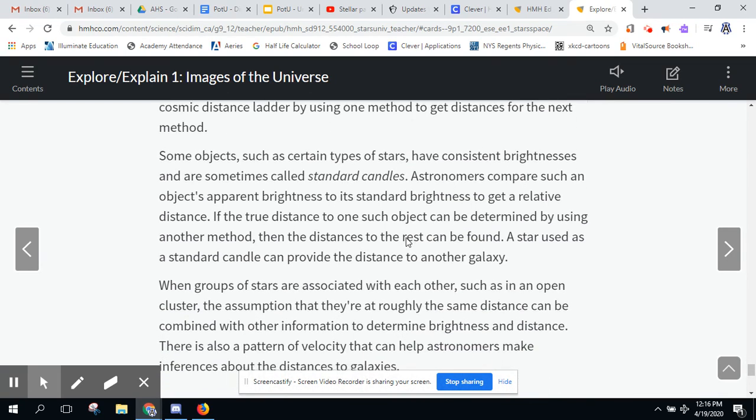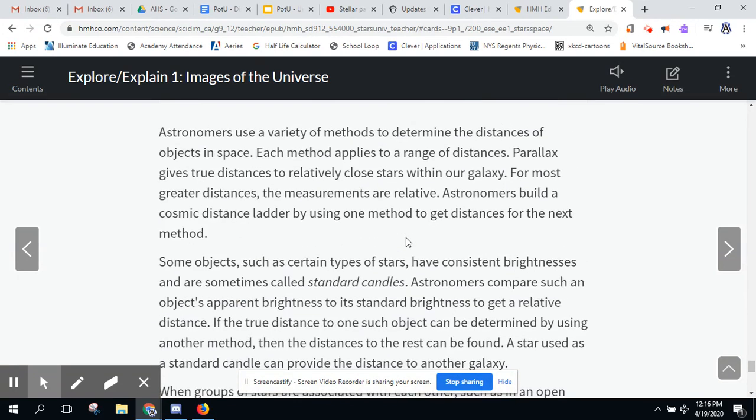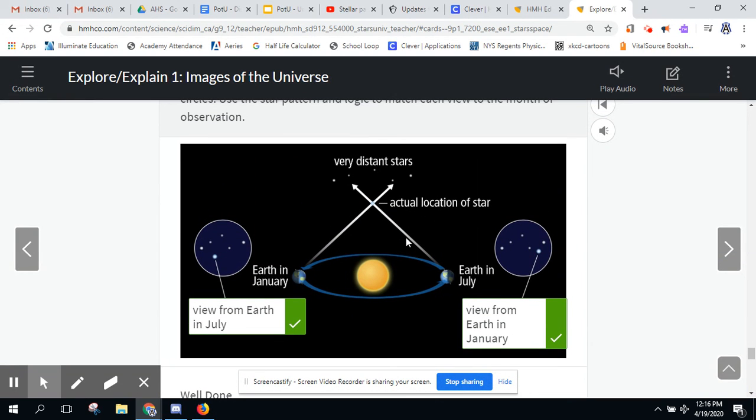All right, and then it talks a little bit about other ways that you could measure things and using this idea of parallax. But that's really it for the answers.